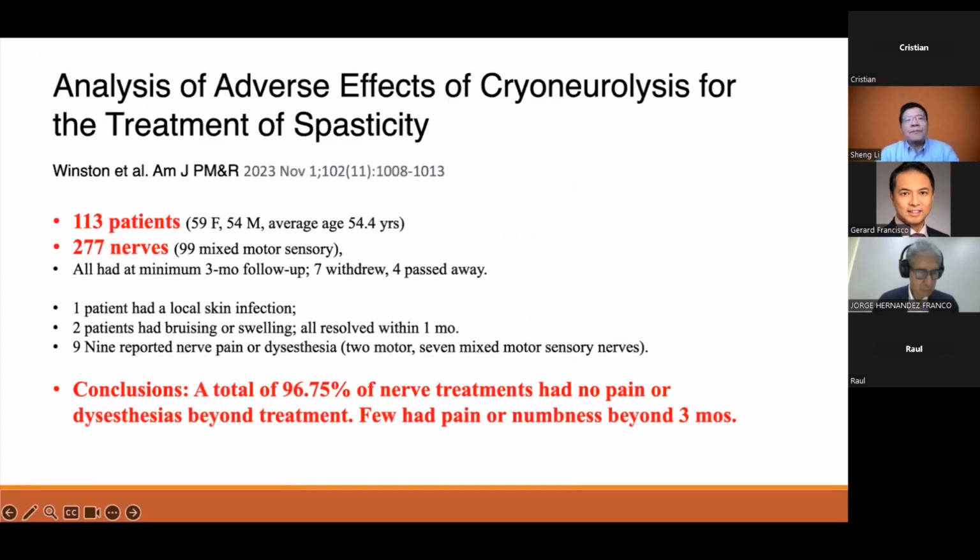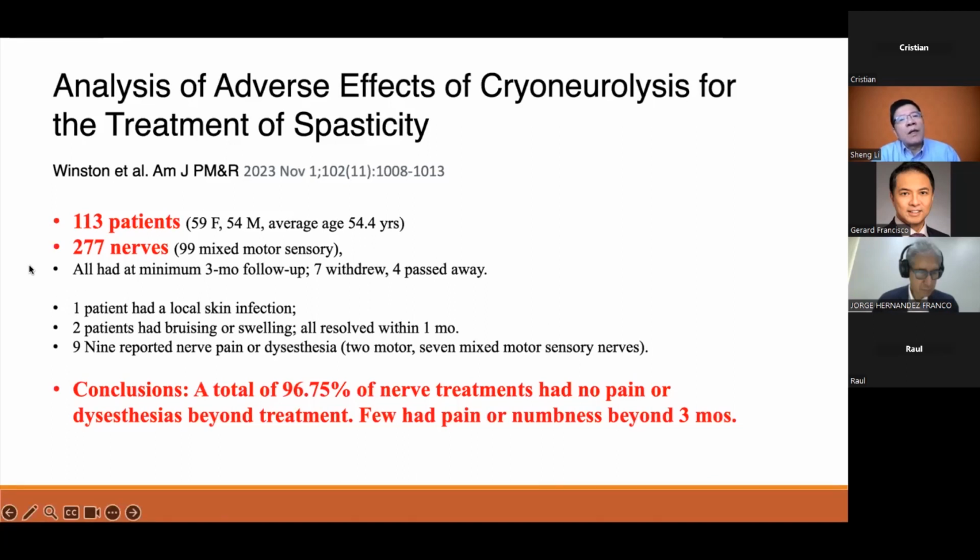So cryoneurolysis for treatment of spasticity is still in early stage. Dr. Paul Winston and his group in Canada did most of the cases so far. And he summarized his experience and published it in the American Journal of Physical Medicine about 2 weeks ago, summarizing the side effects.